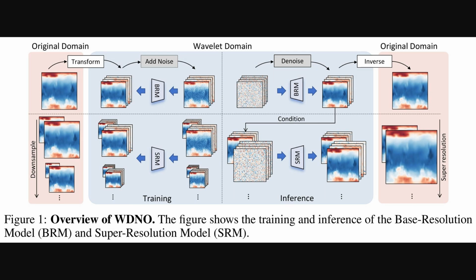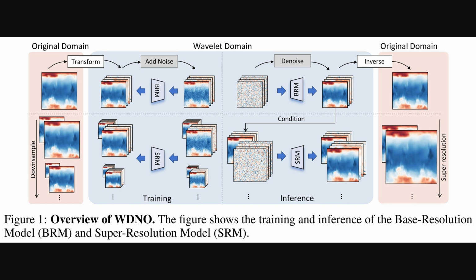Okay, so this figure gives a nice visual overview of the whole WDNO framework we've been talking about. It shows both the training and the inference processes. You can see how the data starts in the original domain, gets transformed into the wavelet domain, then goes through the core diffusion process, which involves adding noise for training or denoising for inference. Finally, it's transformed back to the original domain.